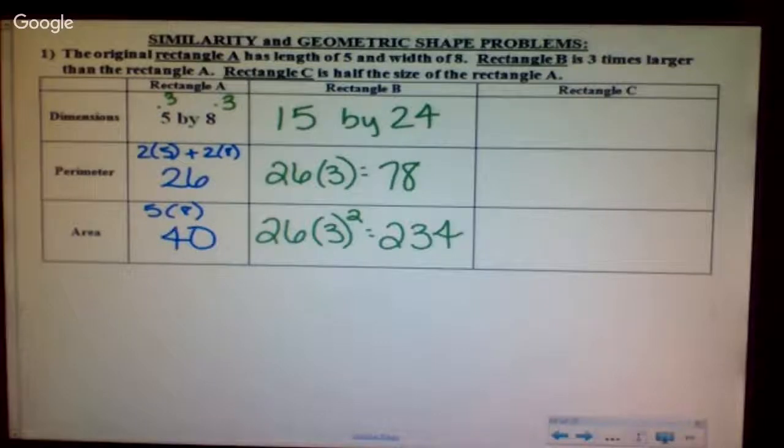Finally, rectangle C. Rectangle C is half of the size of rectangle A. 2.5 by 4.